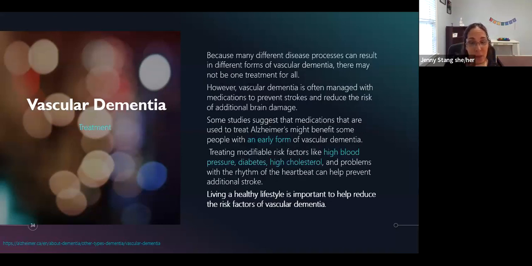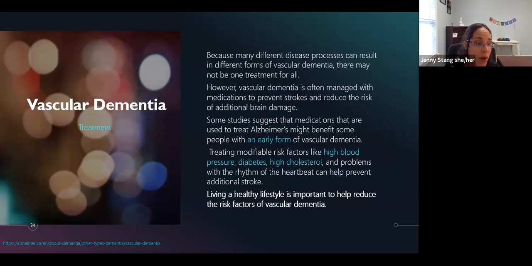What is the treatment? Well, because many different disease processes can result in different forms of vascular dementia, there may not be one treatment for all. However, vascular dementia is often managed with medications to prevent strokes and reduce the risk of additional brain damage. Some studies suggest that medications that are used to treat Alzheimer's might benefit some people with an early form of vascular dementia. Treating modifiable risk factors like high blood pressure, diabetes, high cholesterol, and problems with the rhythm of the heartbeat can help prevent additional strokes. So bottom line, living a healthy lifestyle is important to help reduce the risk factors of vascular dementia.